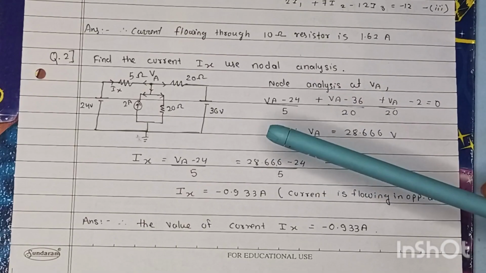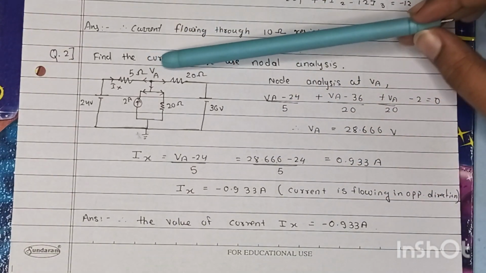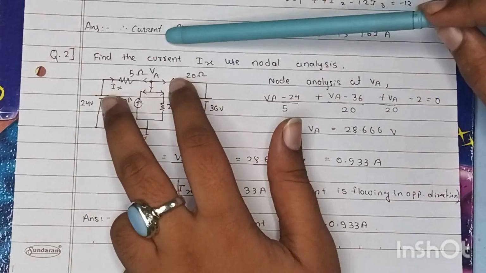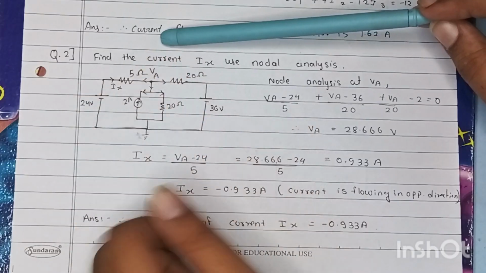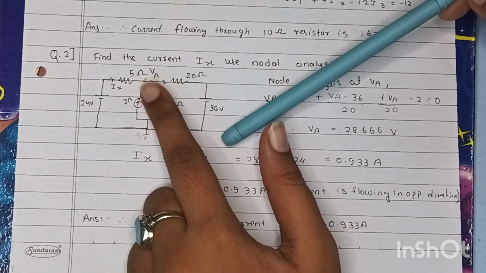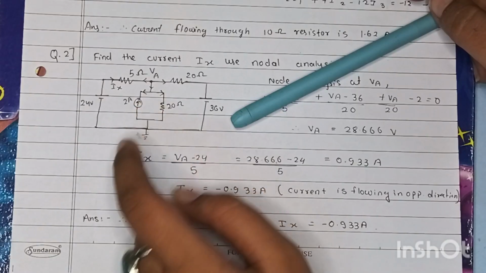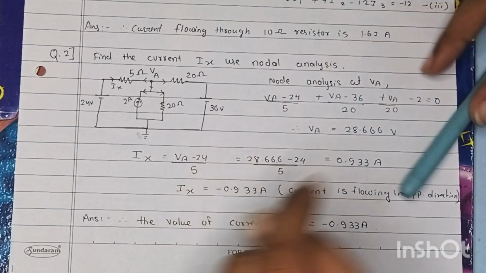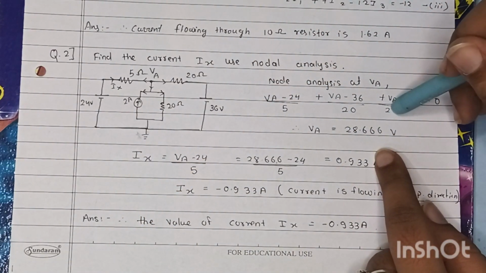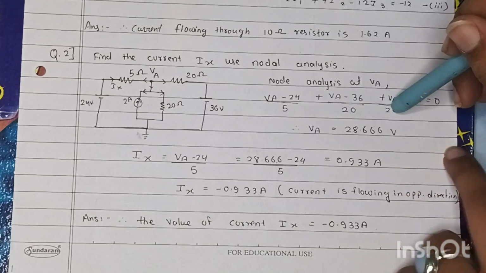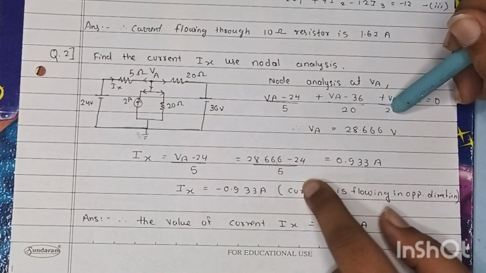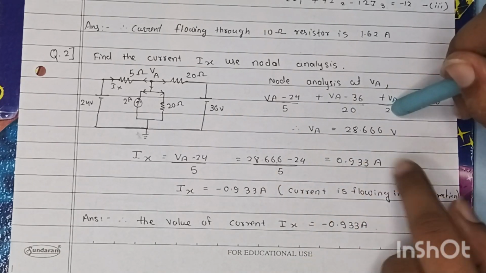Now for Ix, what current do we have to find? Ix is flowing between these two potential differences. So I is equal to V by R. There is a potential difference, so VA minus 24 upon 5. The VA value we got is 28.666, minus 24 upon 5, which is nothing but 0.933 ampere.